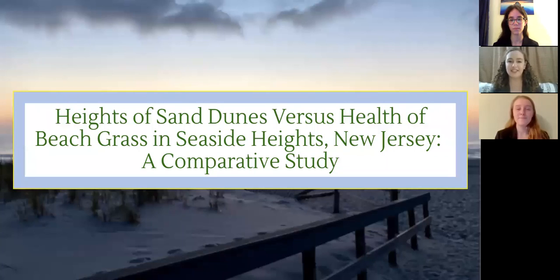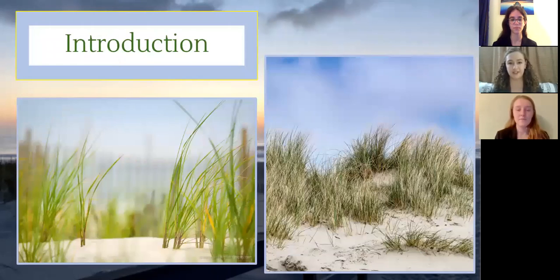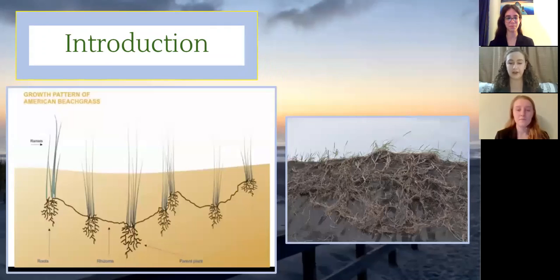Our project is Heights of Sand Dunes versus Health of Beachgrass in Seaside Heights, New Jersey, a comparative study. The objective of the study was to determine if the health of the dune grasses had any effect on the growth or decline of the sand dunes. Dune grass is vital in the formation and preservation of sand dunes. Their roots keep the dunes anchored and their leaves trap sand in order to promote dune growth.